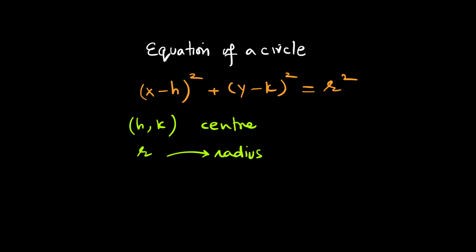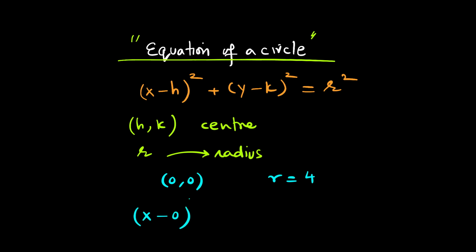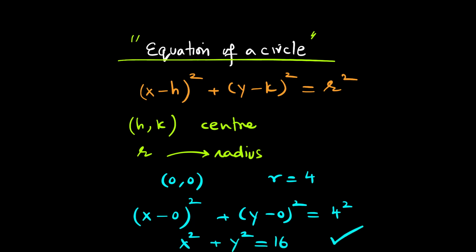That means if in this particular question we are being asked for the Cartesian equation, we can say that the center is (0, 0), the radius is 4 units, therefore the equation will be (x minus 0) whole square plus (y minus 0) whole square equals 4 square. We can simplify it a bit further. We can say x square plus y square equals 16. That is the Cartesian equation of a circle.